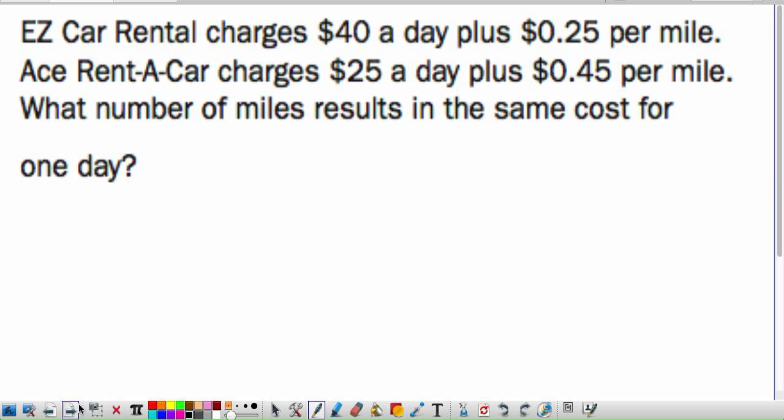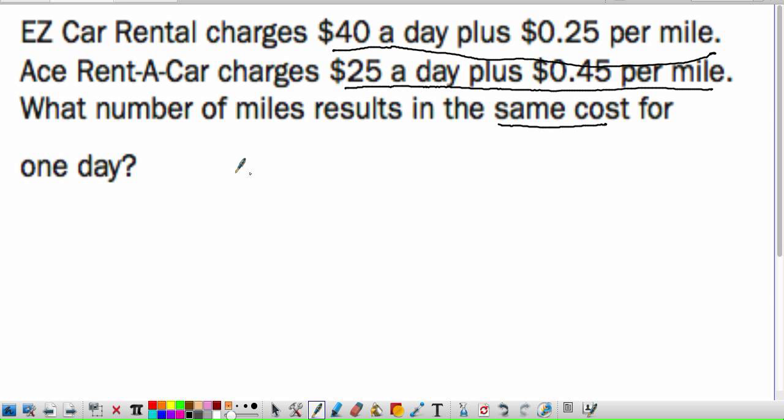Okay, let's work one more like this, and I think we'll be done. Easy Car Rental charges $40 a day plus 25 cents per mile, and Ace Rent-A-Car charges $25 a day plus 45 cents per mile. And we want to know what number of miles results in the same cost for one day. So remember, the same cost means when are these going to be equal to each other?